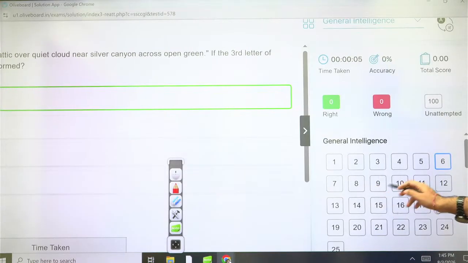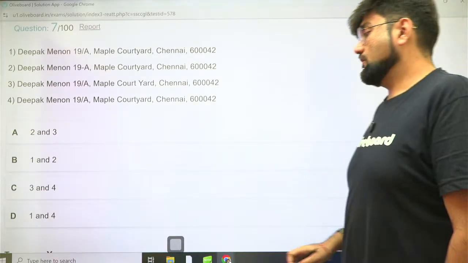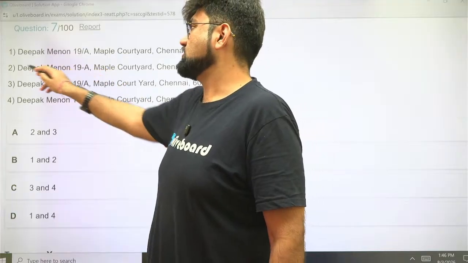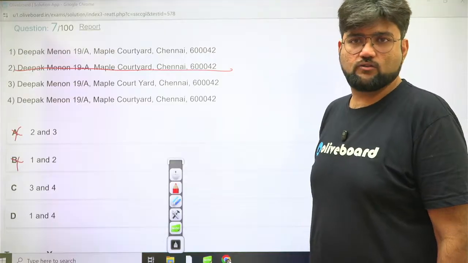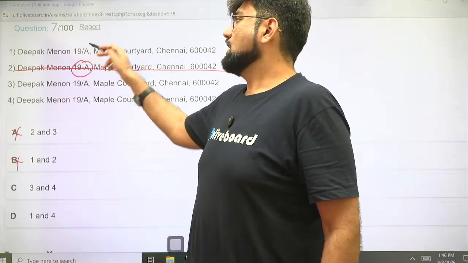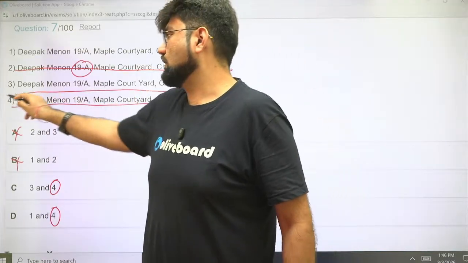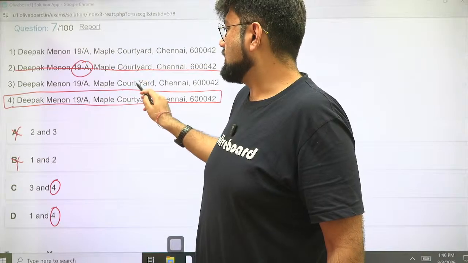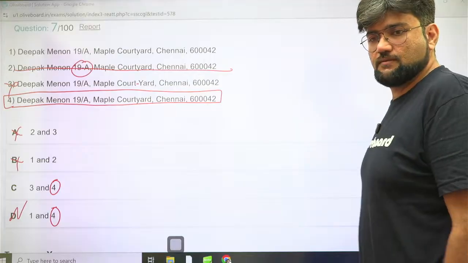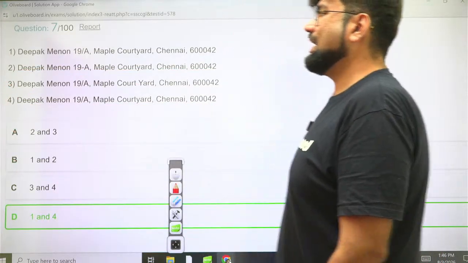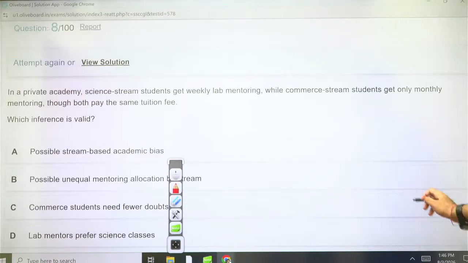Okay. 32 seconds. Next. Which of the following addresses are identical to each other? We are looking for two addresses which are absolutely the same. The moment we see 19-A here, this is an anomaly, so we'll reject this. That means option 2 will not be similar to anything because it is completely different because of this one difference here. Now between the remaining 3, if we see, 4 is the common one, that means we are looking for an option which is absolutely similar to the fourth one. So Deepak Menon, 19-A Maple Courtyard has a gap here. So 3 is also not possible. 1 and 4, option D is the correct answer. Pretty simple. Being very mechanical in simple and basic questions is necessary because that is going to help you save time. Eventually, that's what this is all about.